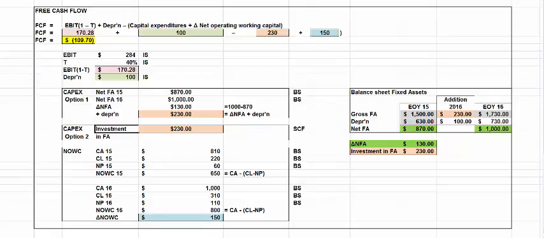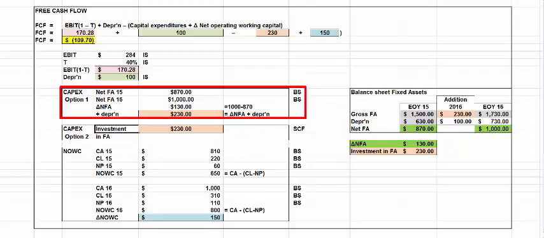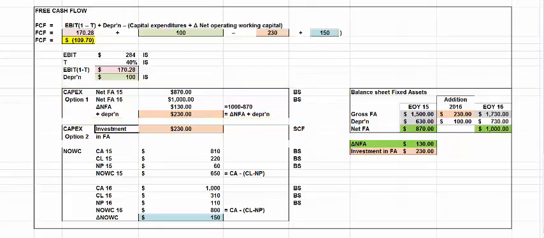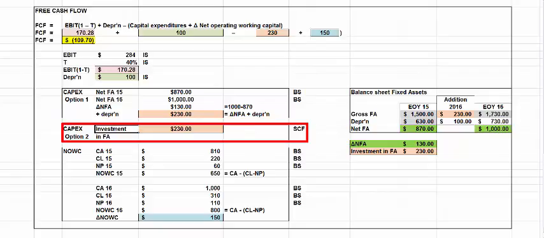To find capital expenditures, we have two options. From the balance sheet, net plant and equipment for 2015, $870. Net plant and equipment for 2016, $1,000. Depreciation for 2016, $100. So capital expenditures is net fixed assets for 2016 minus net fixed assets for 2015 plus depreciation, $230 million. Alternately, we can find the same number from the statement of cash flows. It'll be shown as the investment in plant and equipment, and it'll be negative because it's an outflow, $230 million.